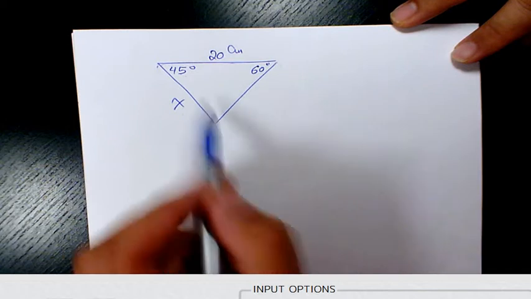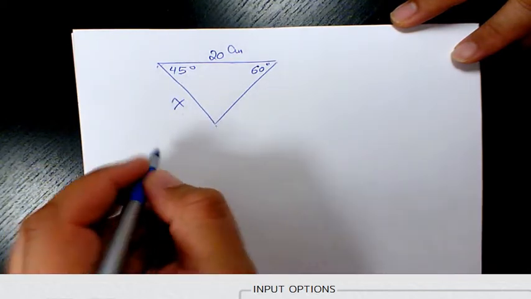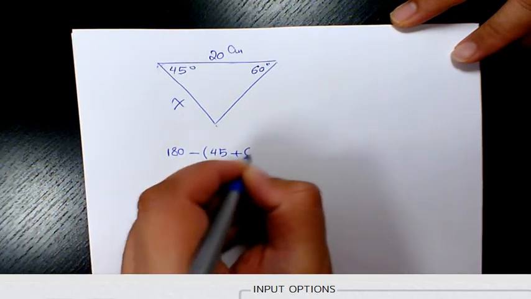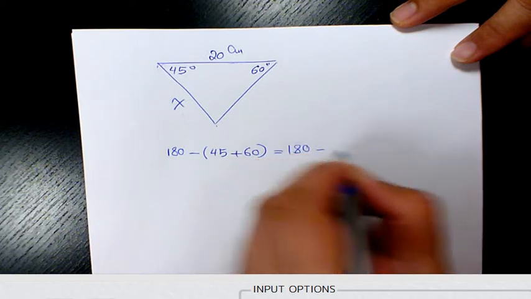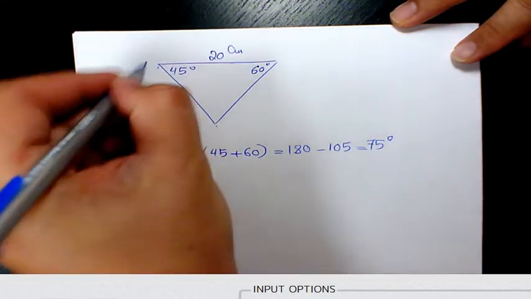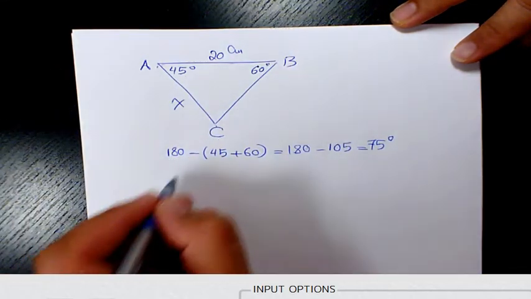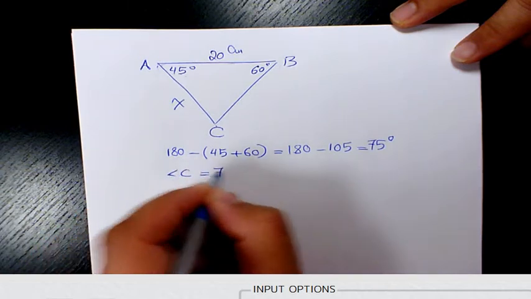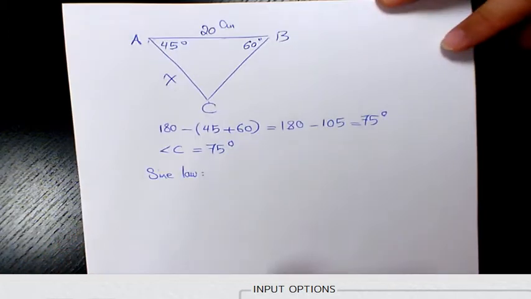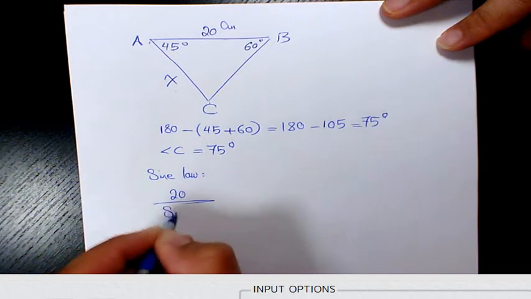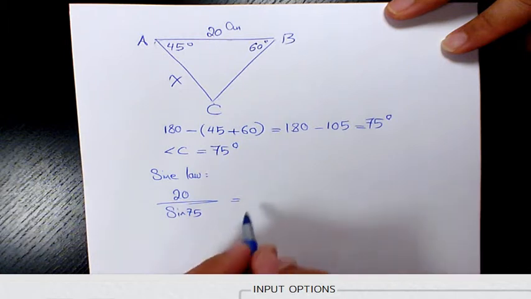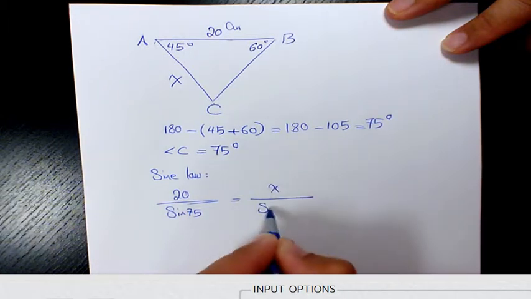We know the summation of all angles in any kind of triangle is 180. So I'm going to say 180 subtract 45 plus 60, which is 180 subtract 105, which is going to be 75 degrees. So if we call it ABC, the angle C is 75 degrees. Then we need to use sine law, and we can say 20 divided by sine 75 equals x divided by sine 60.